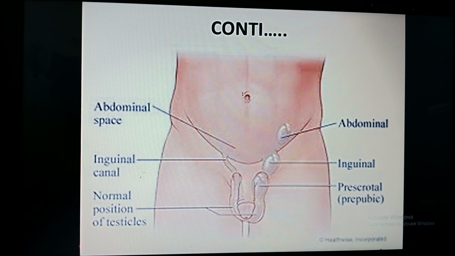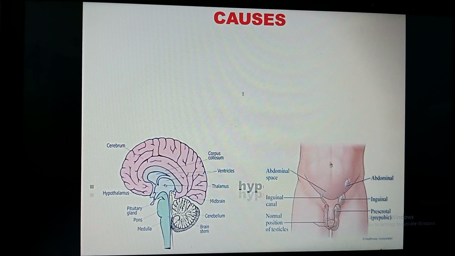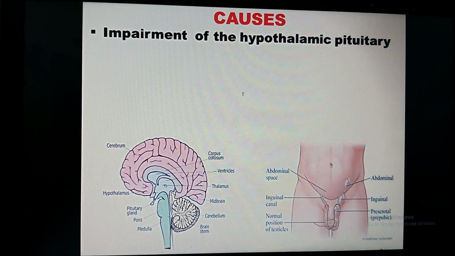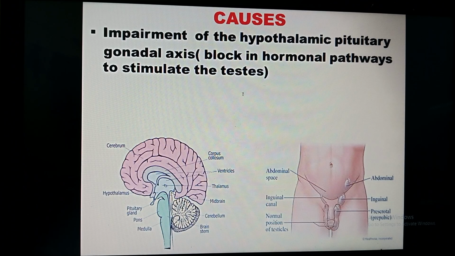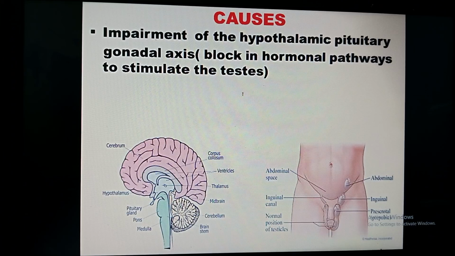So what may be the reasons or causes? Let me see one by one. The first cause is impairment of the hypothalamic pituitary gonadal axis, a block in the hormonal pathway that stimulates the testis. In later pregnancy, maybe in the 9th month, the hypothalamus, which is a part of the brain, has the pituitary gland. The pituitary gland produces a hormone. That hormone stimulates the testis to move downwards to its normal position through the inguinal canal.